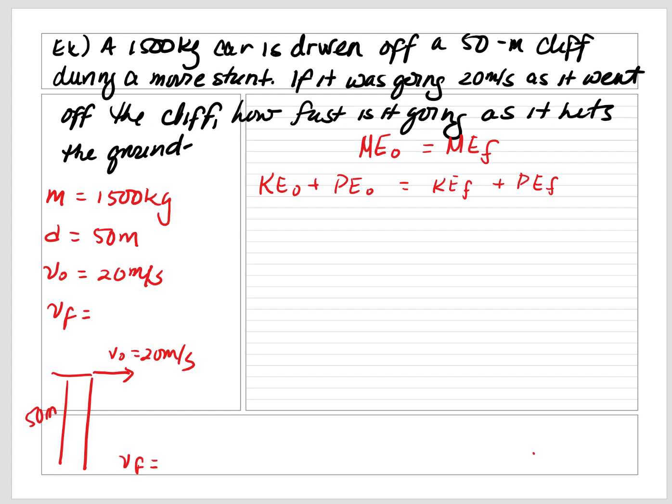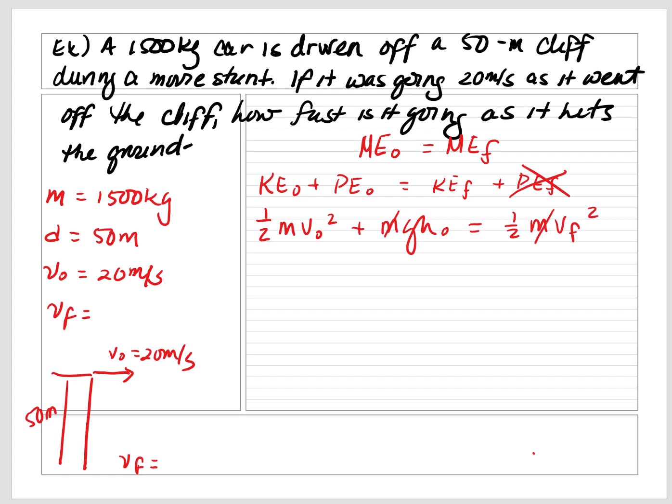Initially, I have kinetic energy, because it's leaving at 20 meters per second. I also have height. At the end, I have V final, because I am looking for V final, but I have no more potential energy because it already fell to 50 meters. So now my equation is 1/2 mass velocity squared plus mgh initial equals 1/2 mass velocity final squared.